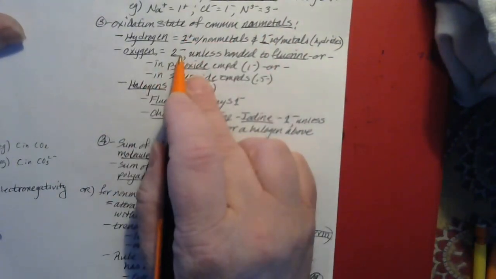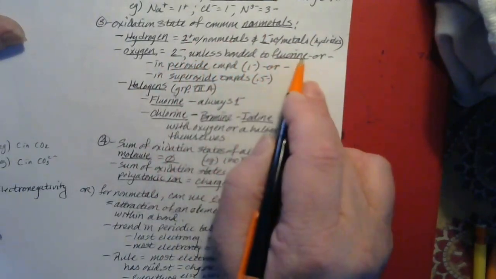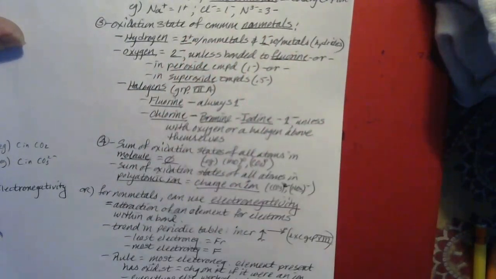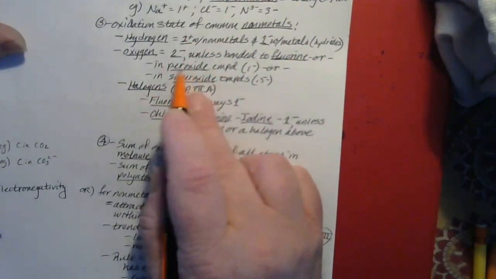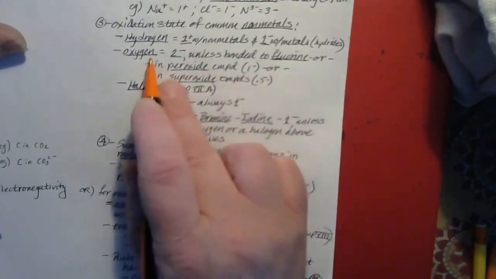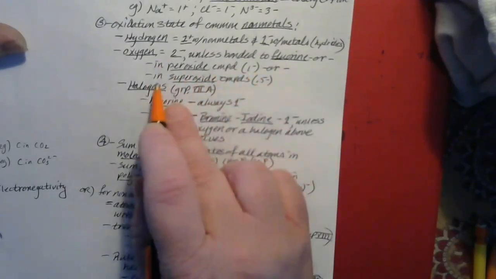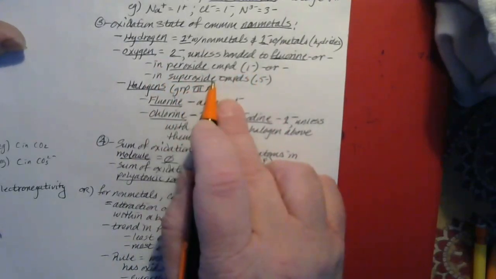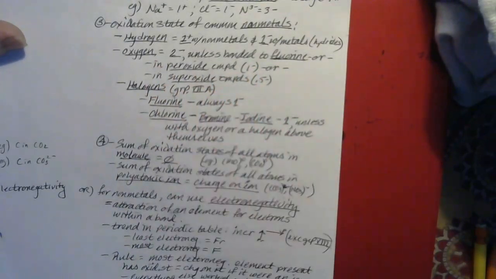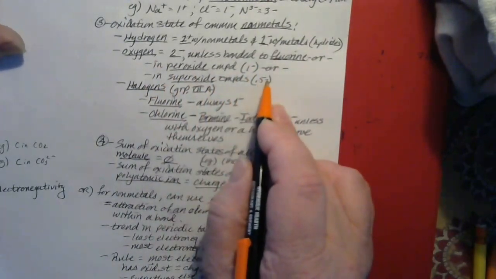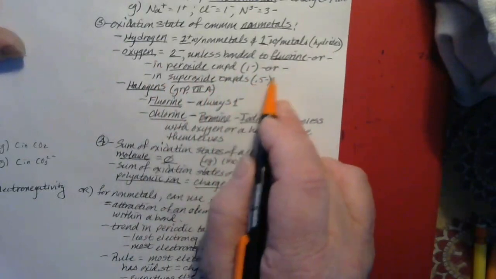Oxygen is always -2 unless it's bonded to fluorine, in which case it will be something else, or in peroxide type compounds, when oxygen will be -1, or in compounds that are known as superoxides, which are really unusual, in which case the oxygen will be -1/2 or -0.5.